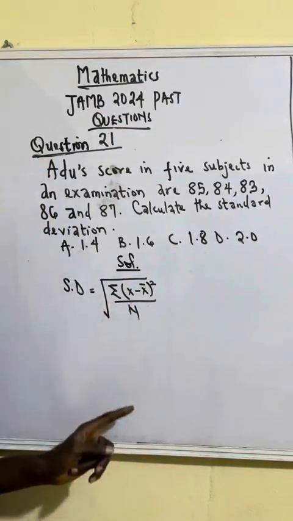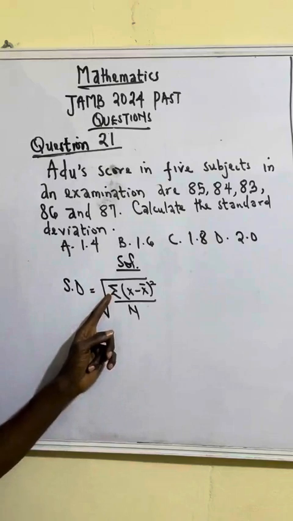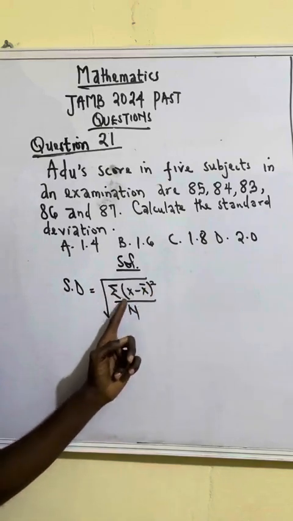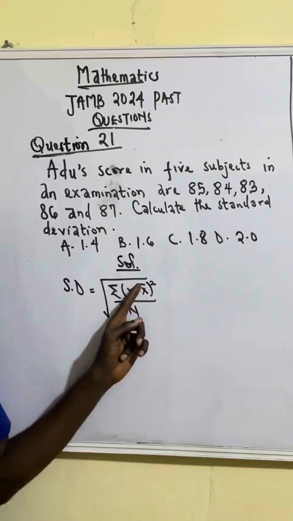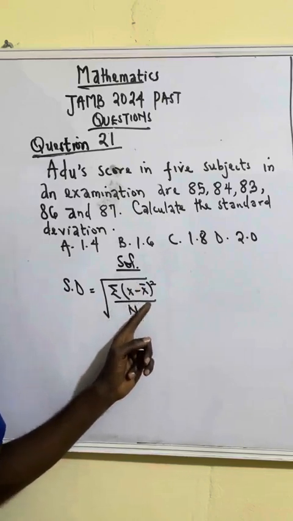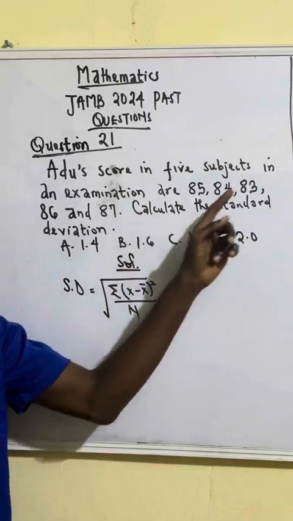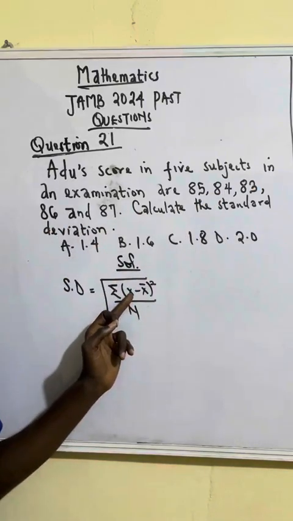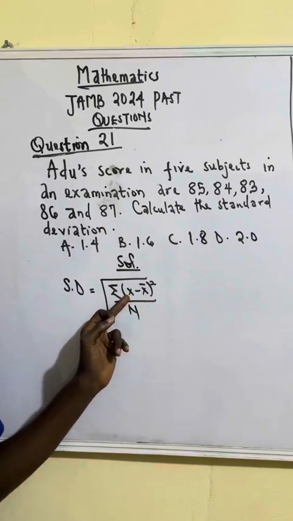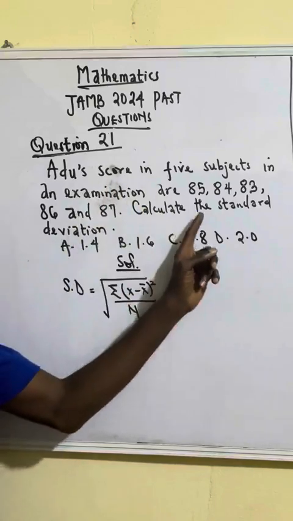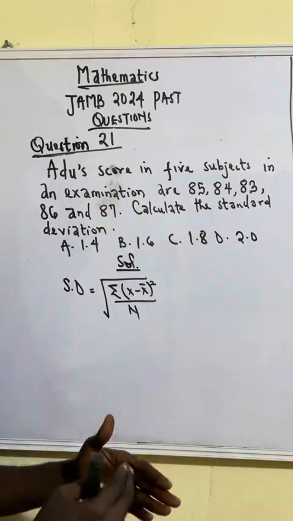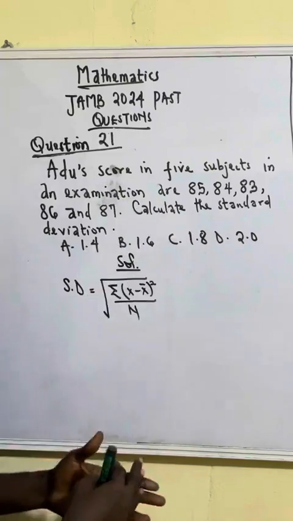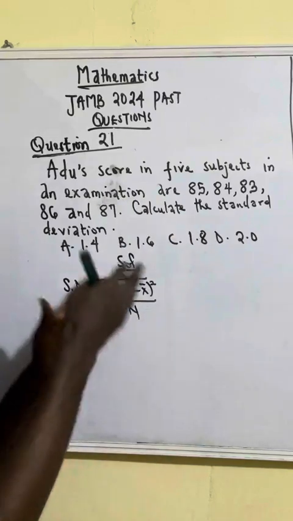First, let's interpret what we have. This is sigma, that is summation of whatever you have next to it. So you take the mean, this is x bar. You take the mean of the scores given, then subtract the mean from each of the scores, then square your results for each of the scores, then sum it up. After that, divide by n and take the square root.